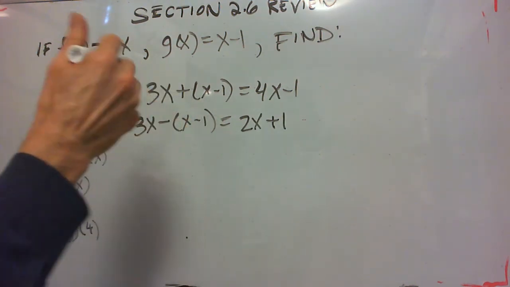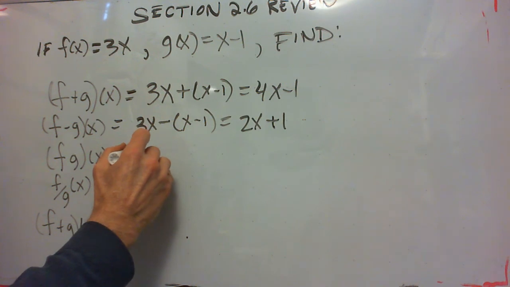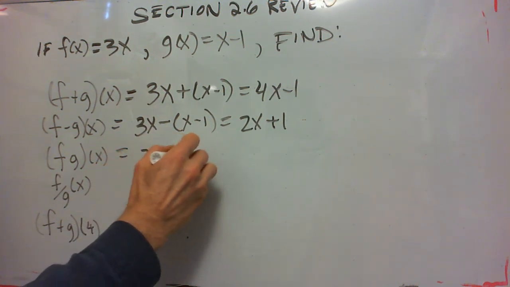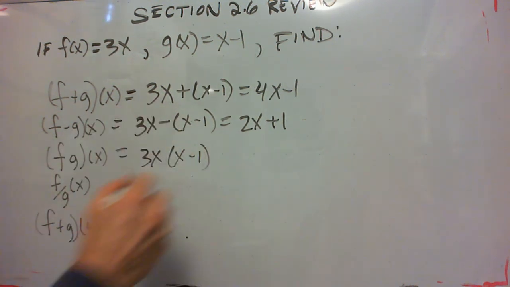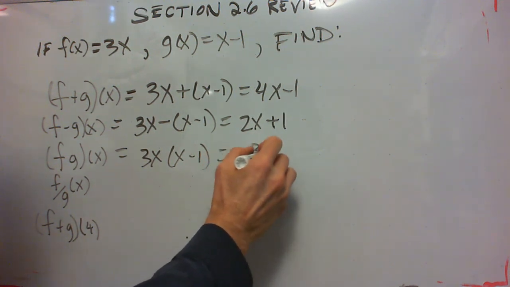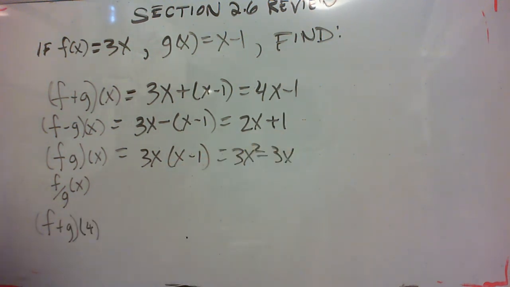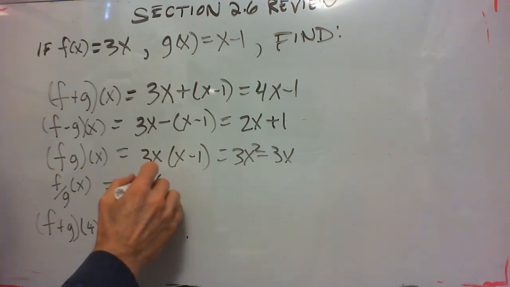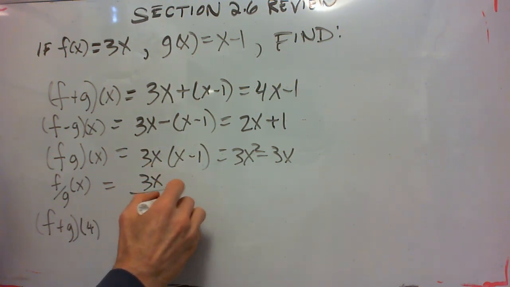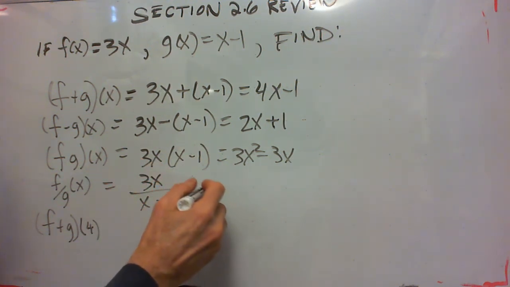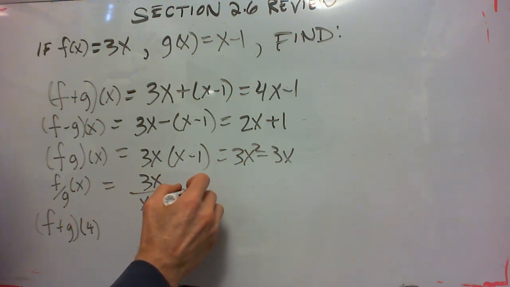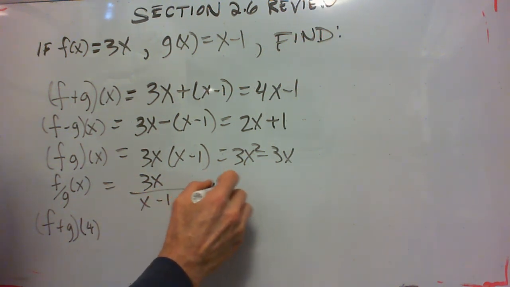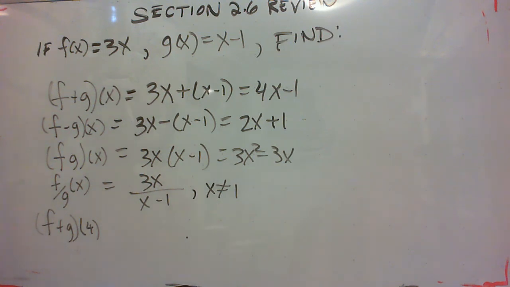So watch those signs. Fg of x, we just take the formulas and multiply them. So 3x times x minus 1 is 3x squared minus 3x. And f over g of x, we divide the formulas. So we have 3x over x minus 1, and that's it. But we have the stipulation that x cannot equal 1.